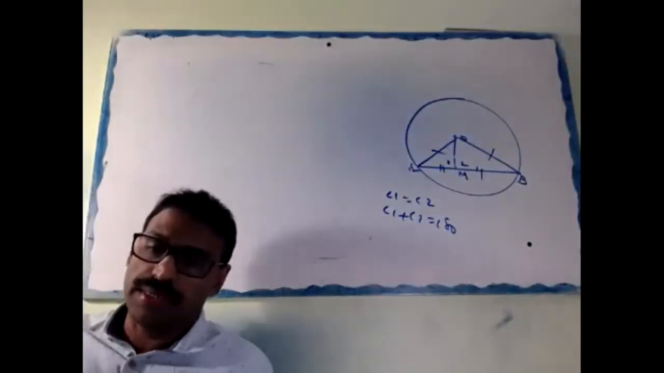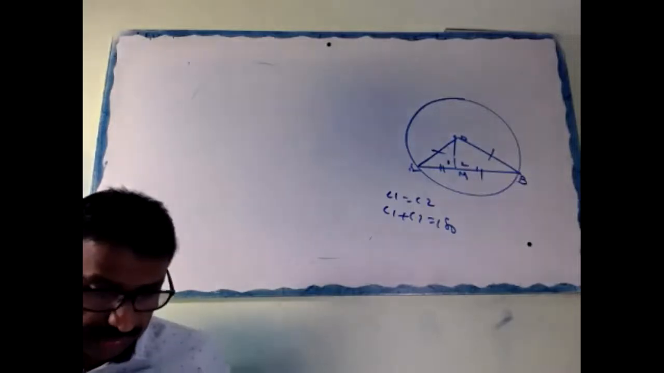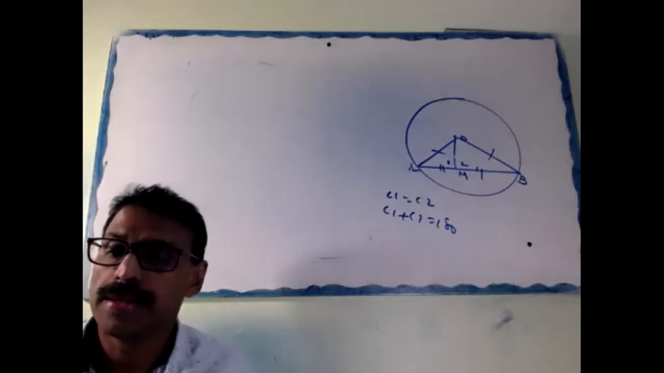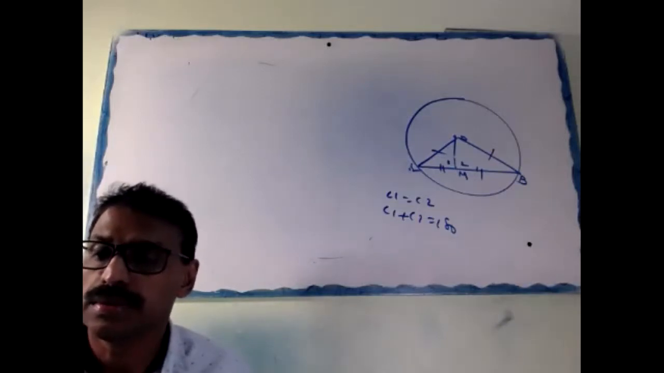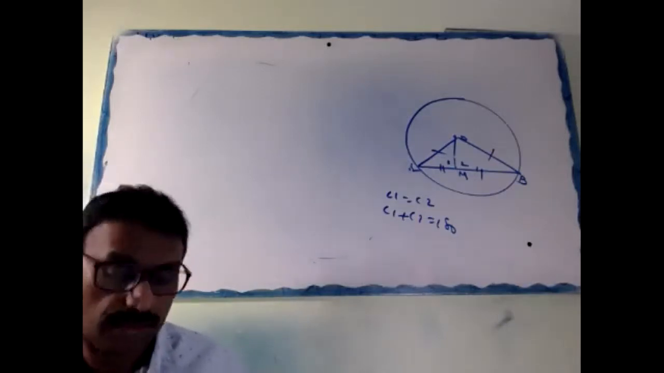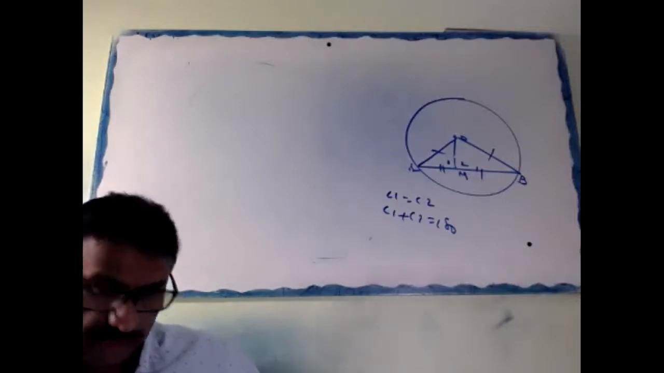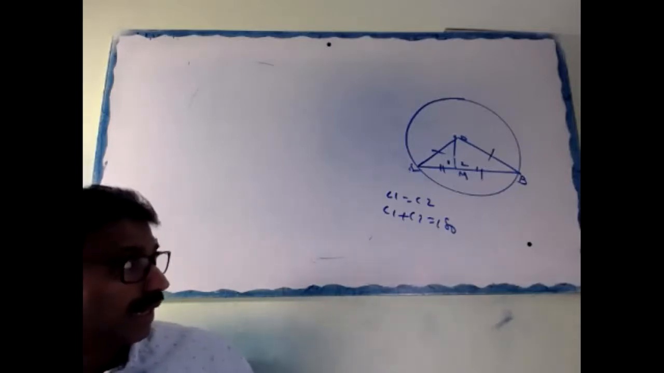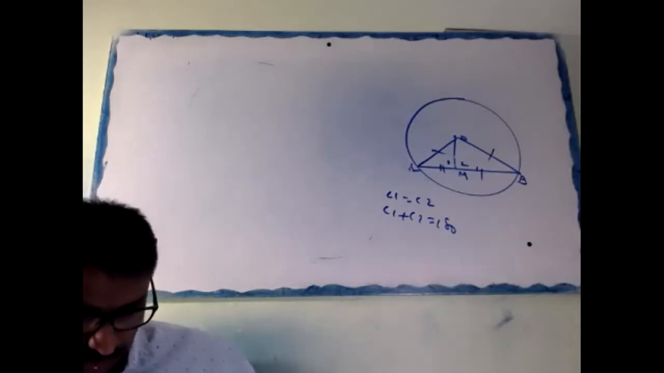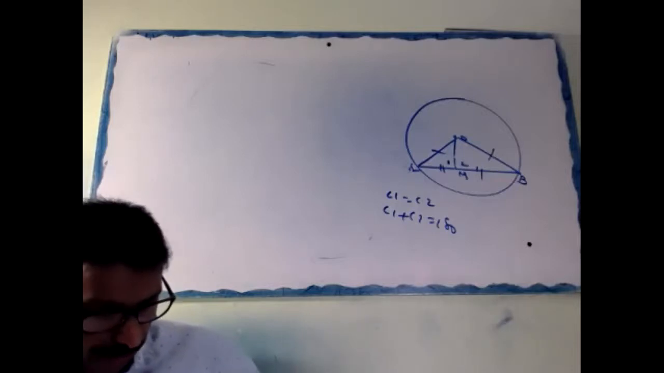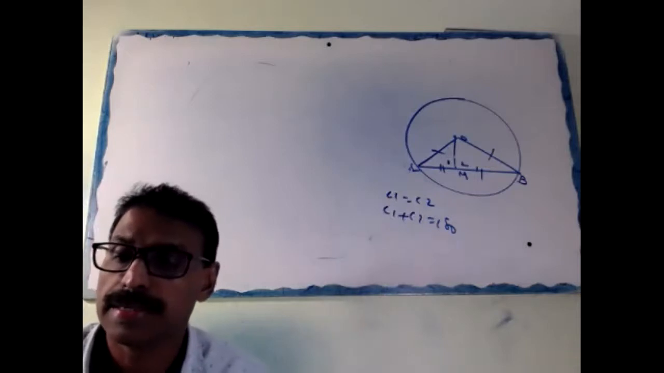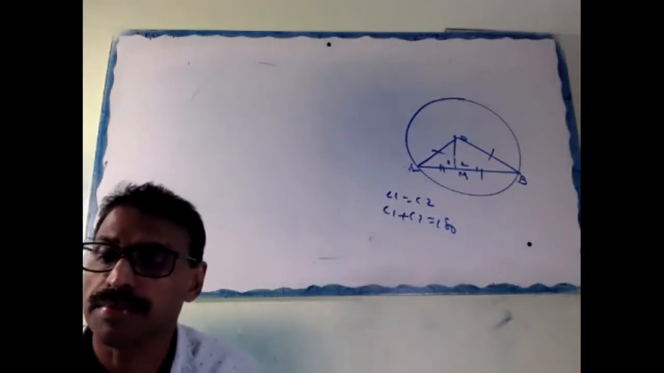So, draw another circle. The theorem is: the line joining the center of a circle to the midpoint of a chord is perpendicular to the chord. Okay, draw that.